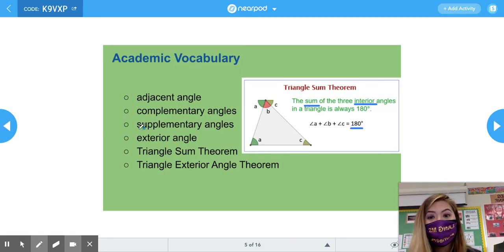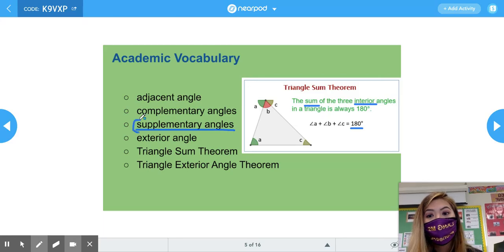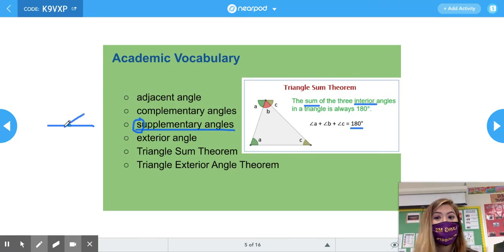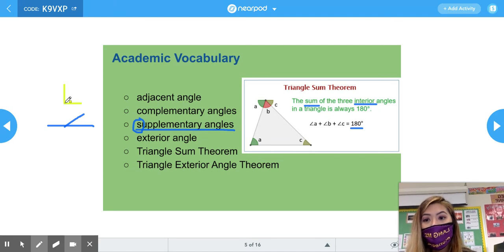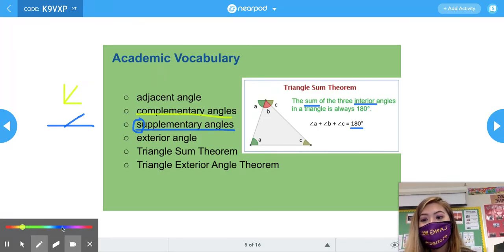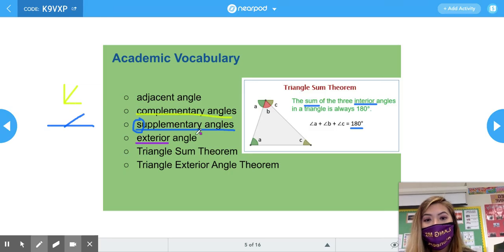Kind of like how supplementary angles, which are 2 angles that together make a straight line, also add up to equal 180. Complementary angles are 2 angles that add up to be 90 degrees. Adjacent angles are these 2 angles right here where they share a common side and a vertex. Exterior angles, exterior means outside, so it's the outside angle. So in this case, it would be this green angle out here, and then this military green angle over here. A and C would be exterior angles.